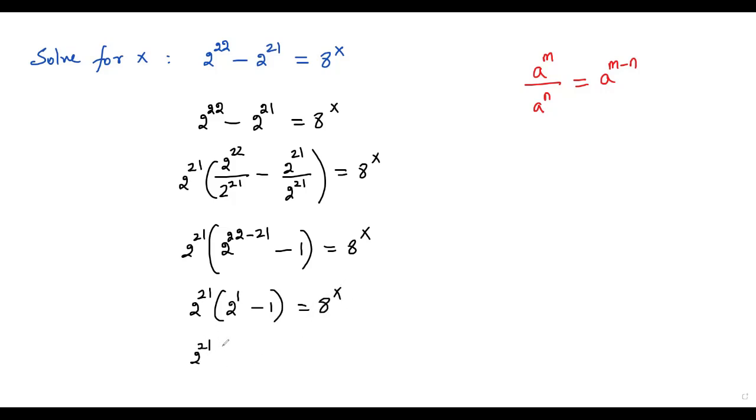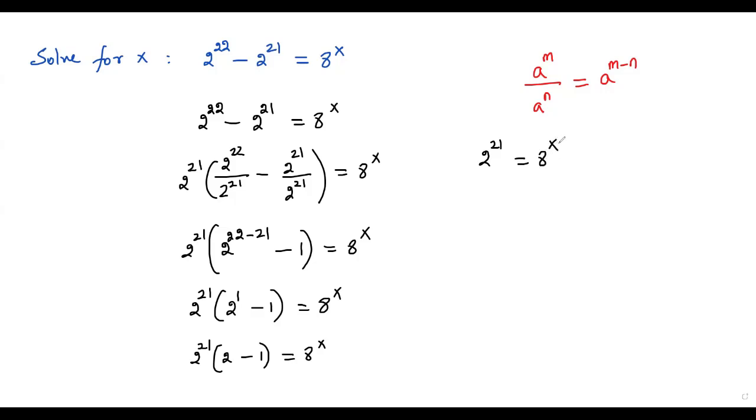When the exponent is 1, we don't have to mention it. Simply we can write this as 2 minus 1 equals 8 to the x power. So 2 minus 1 is just 1, and 1 times 2 to the 21st power is the same, 2 to the 21st power. So 2 to the 21st power equals 8 to the x power.